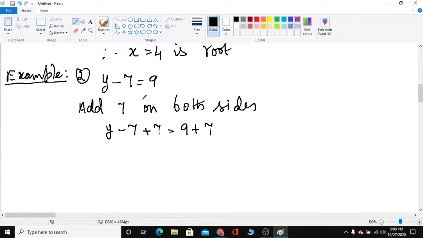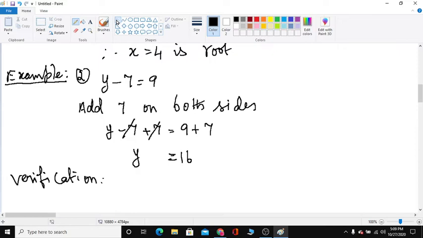So we have to do verification. How do we do verification? You have to substitute in the equation, children. Now when y is equal to 16, substitute in the equation. If you want, you can write the equation again. Now we are going to do verification.